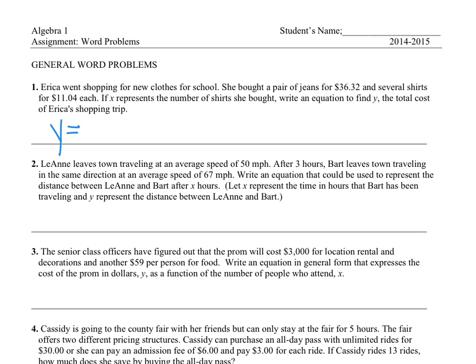Now, what does the cost equal? Well, she definitely bought a pair of jeans for $36.32. So it definitely cost $36.32. But she also bought shirts, so we're going to add to that. She bought X shirts at $11.04 each, so it's $11.04 per shirt. We're going to write plus $11.04 X. $11.04 times the number of shirts she bought, added to the price of the jeans. And there's our equation. That's it.